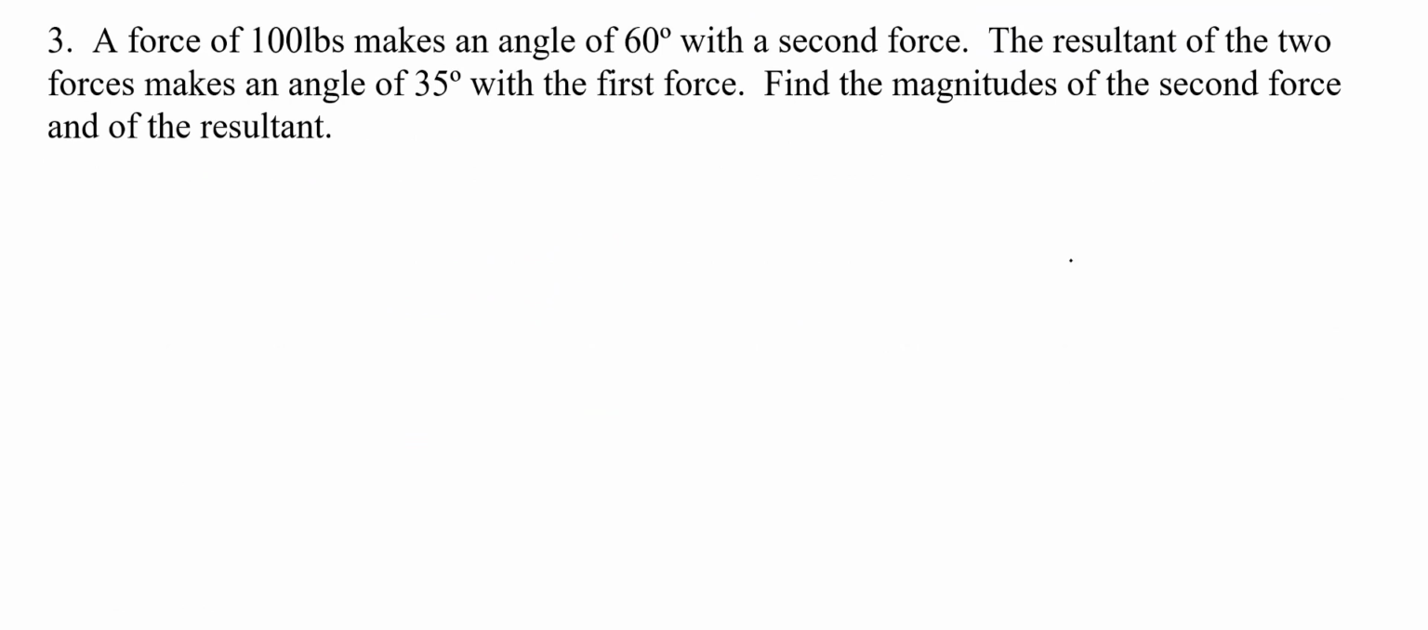All right, number 3. A force of 100 pounds makes an angle of 60 degrees with the second force. The resultant of the two forces makes an angle of 35 degrees with the first force. Right away, guys, you have to draw a parallelogram. If you don't draw the parallelogram, you're going to get it wrong. Okay, so let's do that.